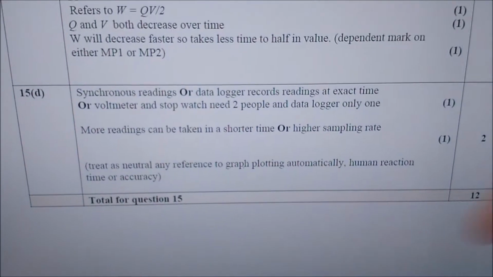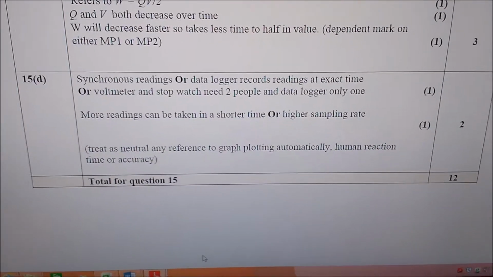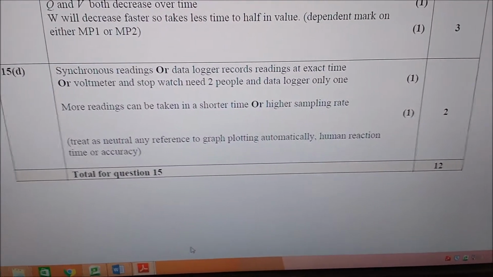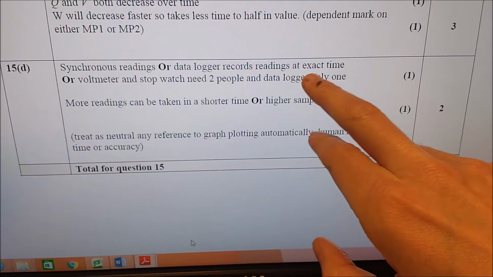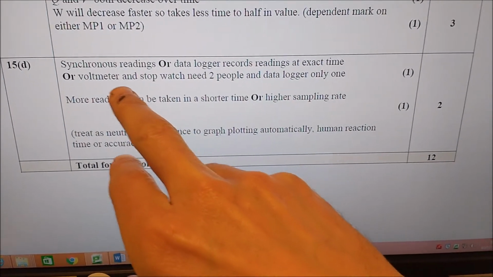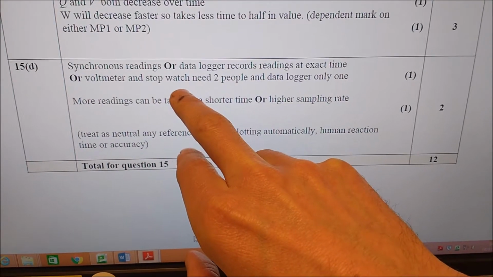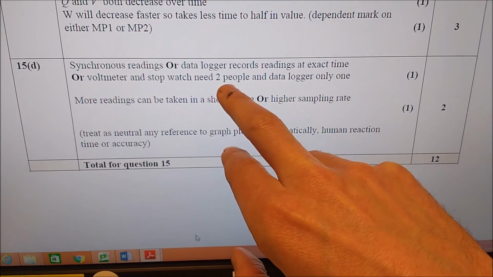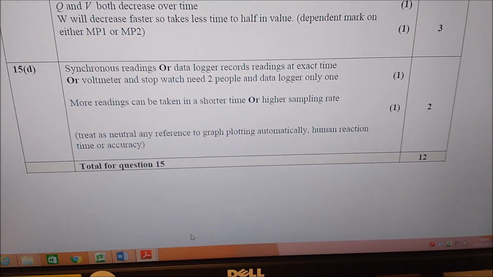The idea that with a data logger you get synchronous readings, so you get the voltage and time recorded at the same time, or another way of saying it is the data logger records the readings at the exact time, or the point. Here, what does it say? The voltmeter and the stopwatch need 2 people, and the data logger needs only 1 person.